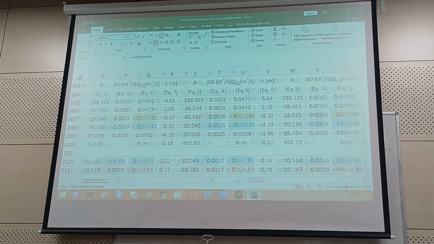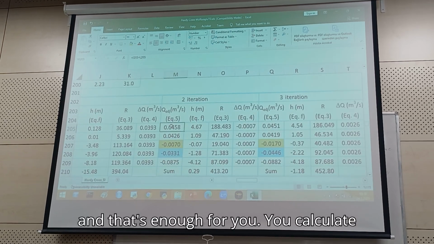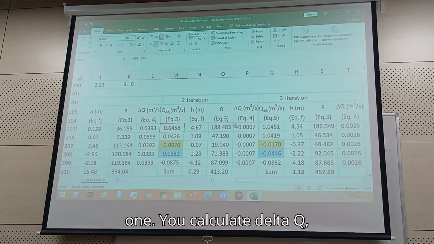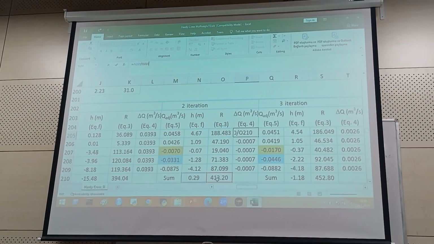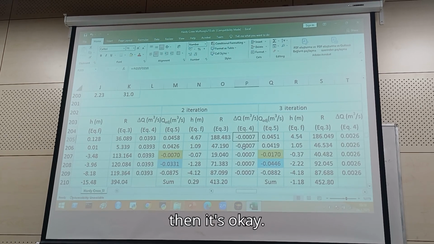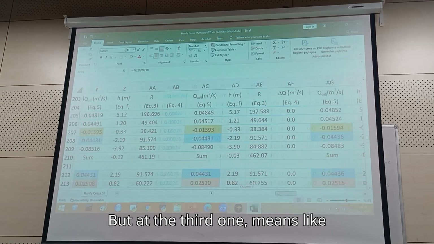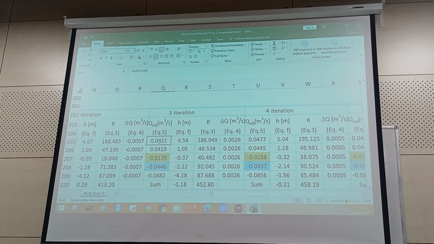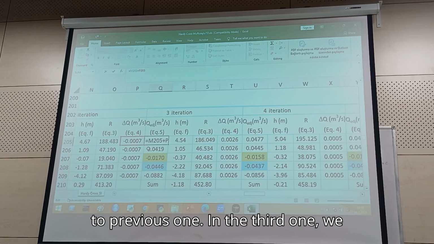No, look, just focus on maybe the first 2 iterations, and that's enough for you. You calculate the Q, right, from the previous adjacent one. You calculate delta Q, how? H over R, and if you are okay with that delta Q, then it's okay. But at the third one we need, like in the adjacent one. Here, yes. We just added the 2 previous ones.